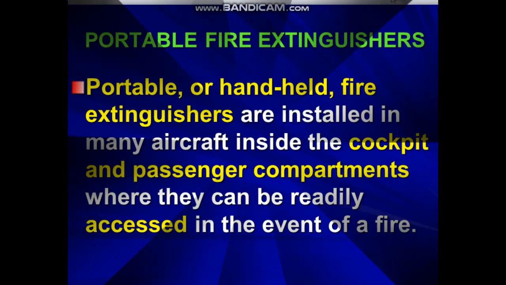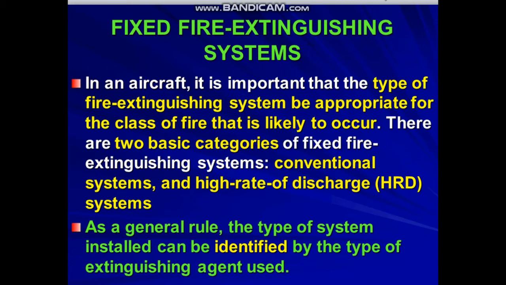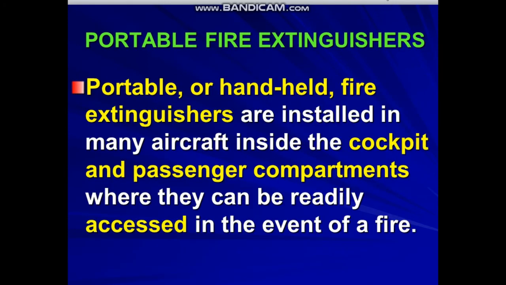After we talked about the two agents of the fire extinguisher system, now we will talk about the types of fire extinguisher system on the aircraft. We have two types of fire extinguisher on the aircraft. The first one is called the portable fire extinguisher. The second one is called the fixed fire extinguishing system. We will start by talking about the portable fire extinguisher system.